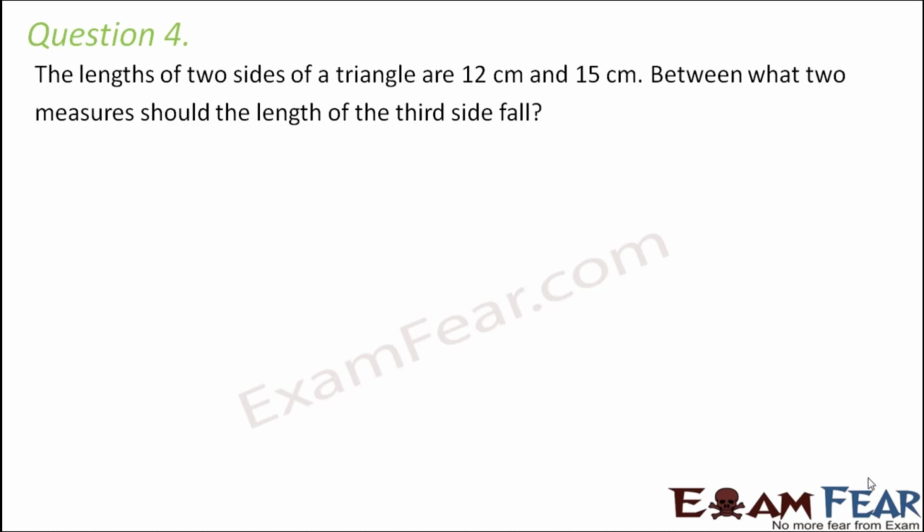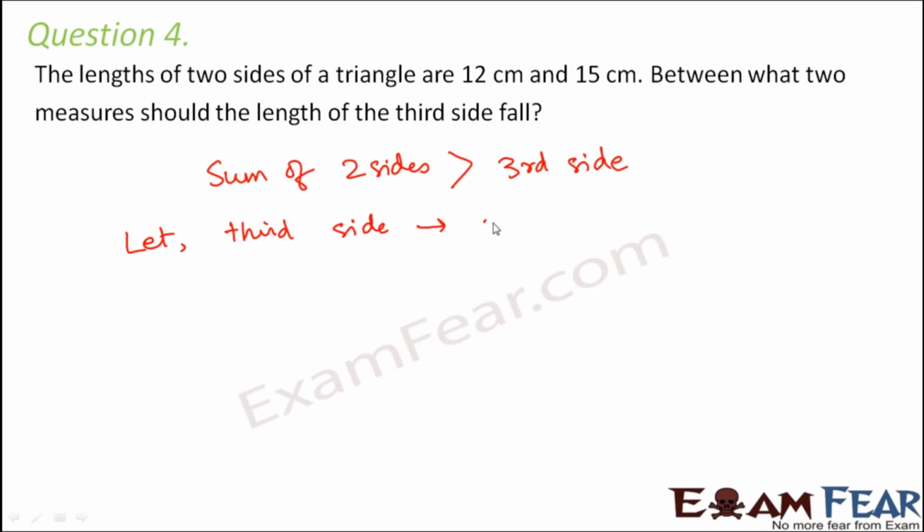Question number 4. The lengths of 2 sides of a triangle are 12 cm and 15 cm. Between what 2 measures should the length of the third side fall? In this case, 2 side lengths are already given. So we have to determine the third side length, and we know that these 3 sides are going to form a triangle. So we will follow the same logic: the sum of 2 sides must always be greater than the third side if these 3 sides are going to form a triangle. Let us say that the length of the third side is x centimeters.